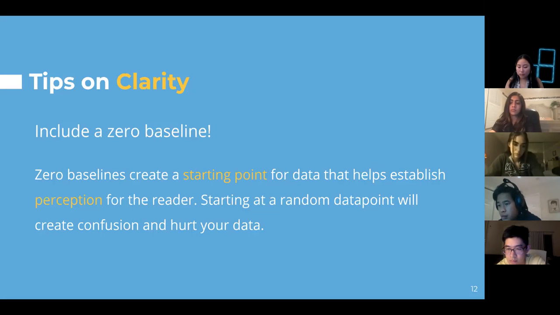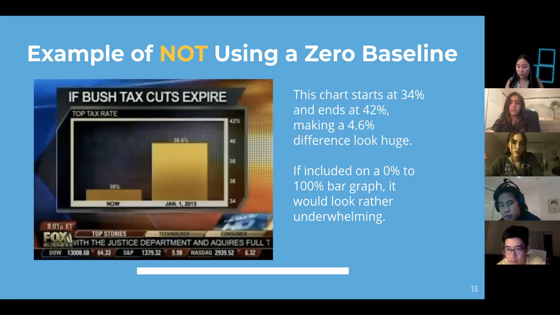Not using a zero baseline can also lead to showing bias if used intentionally, even if the numbers themselves are unbiased. So speaking of bias, this is something you might see today, but here's an example of not using a zero baseline and how you can manipulate real numbers to further a story that may not be completely true.